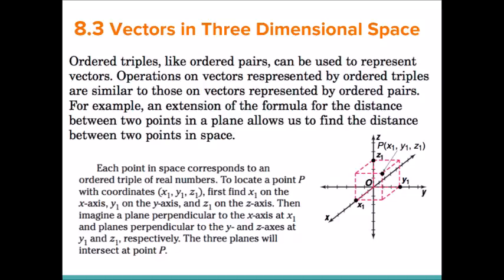For example, just as for the distance between 2 points in a plane, you need to find the distance between 2 points in space. Each point in space corresponds to an ordered triple of real numbers. To locate a point P with coordinates x1, y1, and z1, you need to first find x1 on the x-axis and then y1 on the y-axis, and the new thing here is the z-axis, so you have to find z1 on the z-axis. Then you find the planes that are perpendicular to the x, y, and z-axes at x1, y1, and z1 respectively. These 3 planes will finally intersect at a point P.